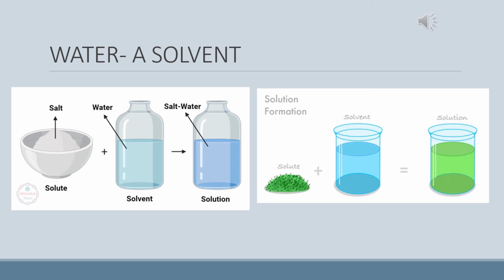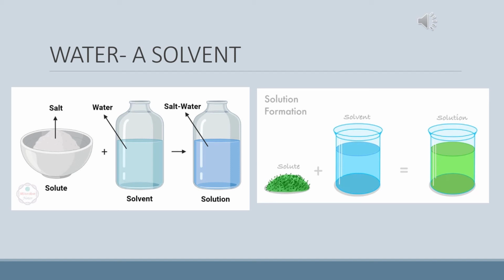Water can dissolve a lot of solid substances, but it can also dissolve a lot of gases as well, like hydrogen chloride, ammonia, etc. So water is called a universal solvent because a lot of compounds, gases, liquids and solids get dissolved into water.